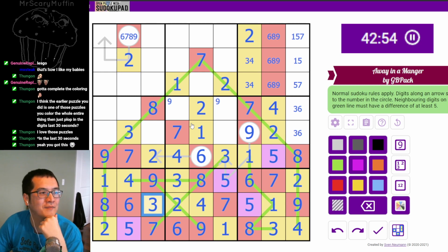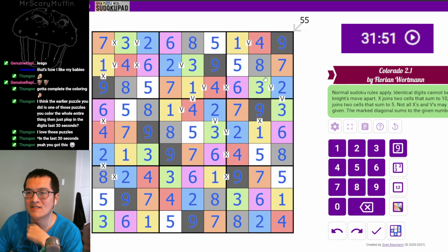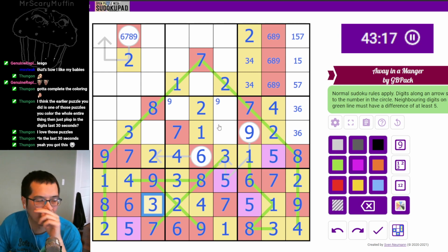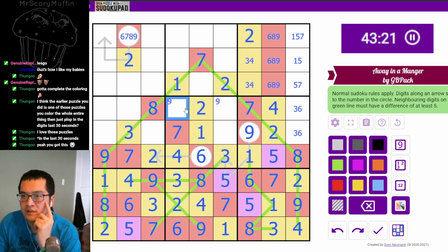Gotta complete the coloring. I'm lazy about completing the coloring. Yes, yes. Colorado? Yeah. Basically, this 55 disambiguated it, but you basically colored the entire thing first, and then the 55 revealed the secret of what the numbers were. It was pretty fun. I highly recommend you try that one.